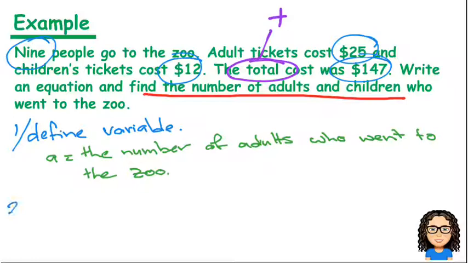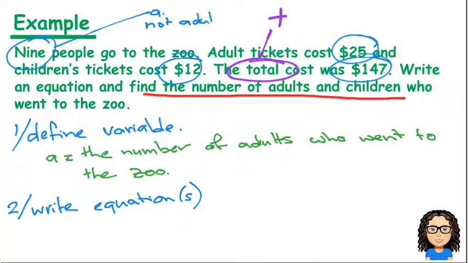Okay, step two, I need to write down any equations. So there might be one, there might be two, we don't know. Okay, so we know that 9 people went to the zoo. So from those 9 people, some of them are adults and some of them are not adults, which means that they're children. If that's all got to add up to 9, then I can talk about A as my number of adults, and the number that are not adults is 9 take away A. So the total is 9 people went. If I subtract the number of adults, that tells me how many children there are.